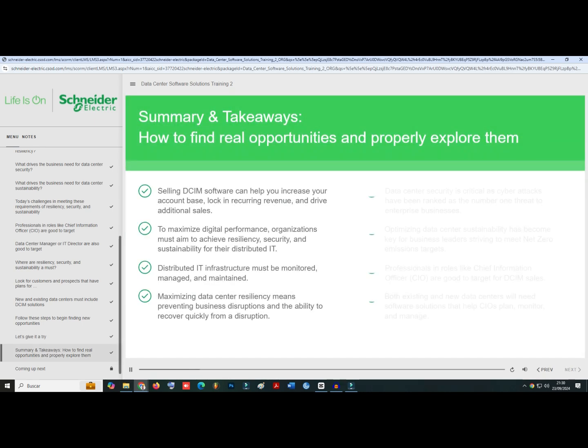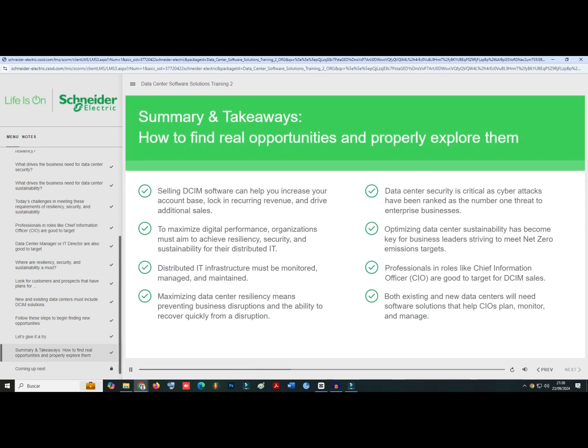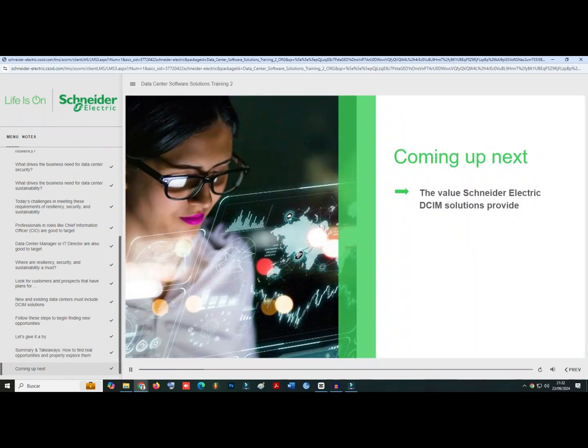As we conclude this module, we leave you with a few key takeaways from the first two modules. Take a few moments to review them. In the next module, we'll review the value that Schneider Electric DCIM software solutions provide for you and your customers.